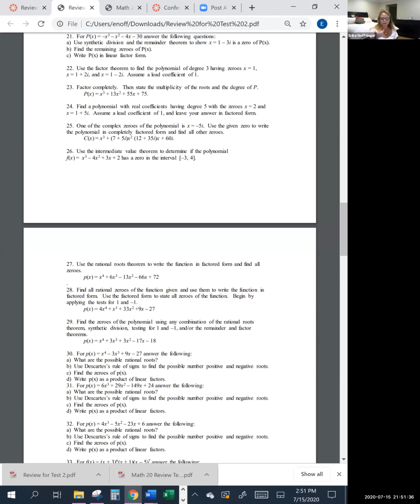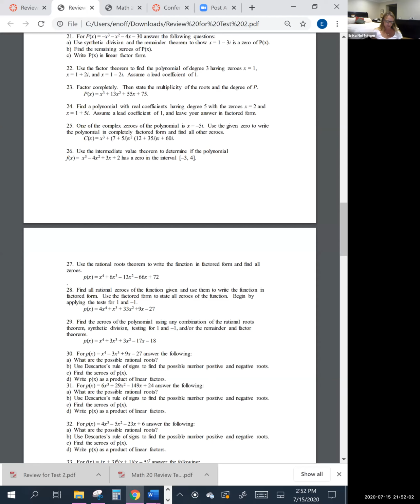Real quick, intermediate value theorem says if you have a polynomial and you have, let's say, a is less than b, and you plug those values into your function and you found f of a was a different sign than f of b, so one was positive, one was negative. If it's continuous, it has to cross the x-axis. So that means there's at least one x-intercept.